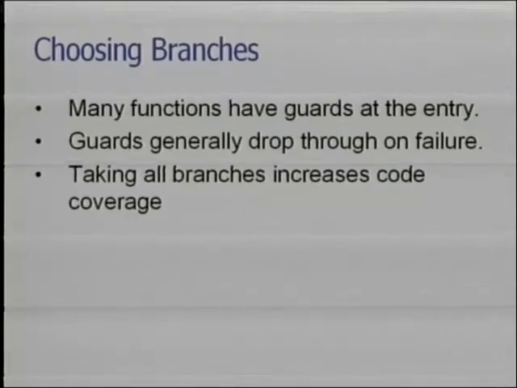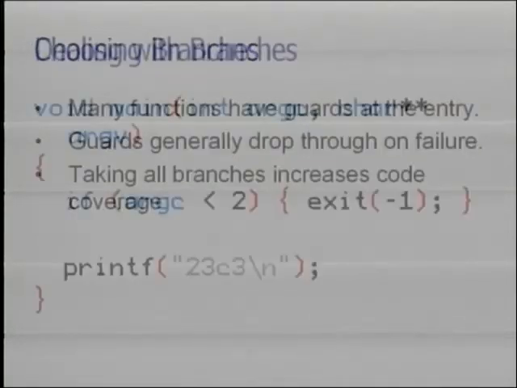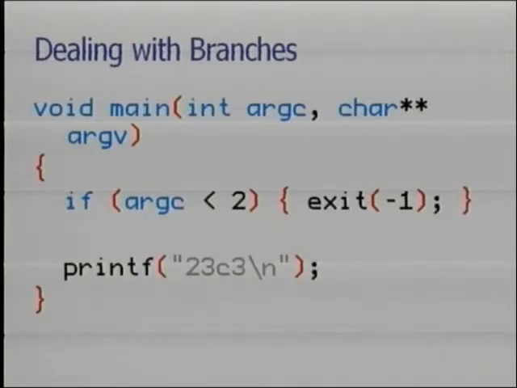And if it passes the guard, it's going to jump over the return. So taking all branches is usually going to give you way more coverage than taking none of the branches, because you'll probably hit all guards and return and nothing will happen. So here's an example of just a little bit of C. If there's less than 2 arguments, you exit, and if not, you print 23C3.